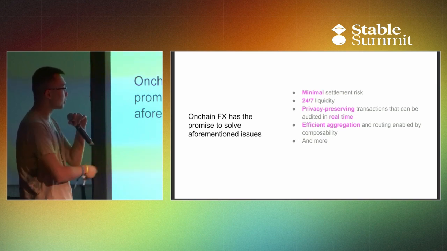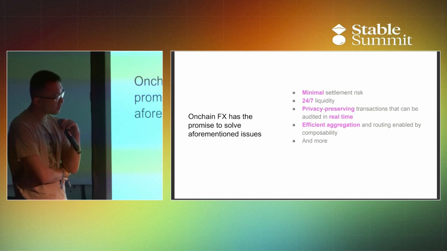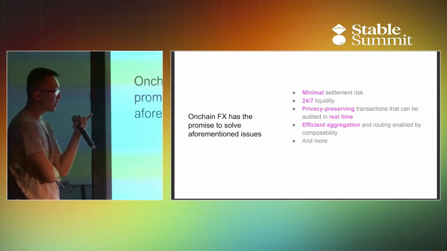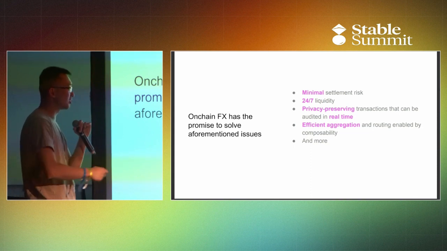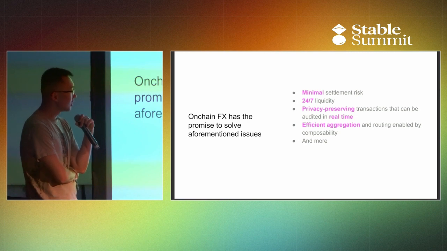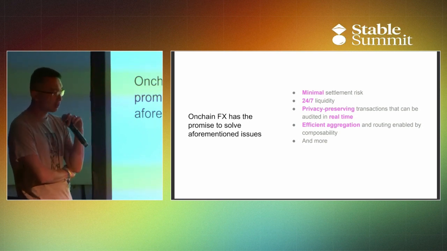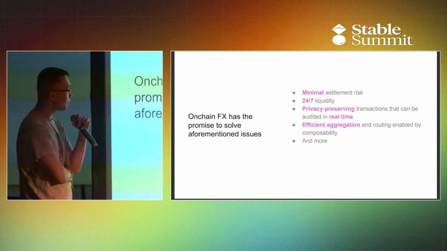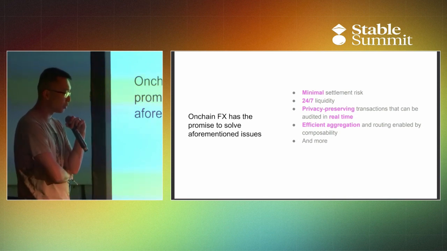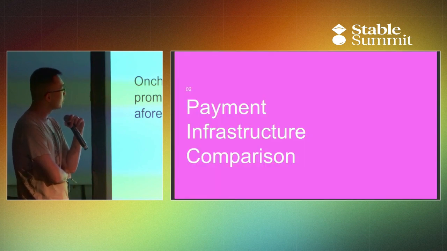So I think people can agree that there's minimal settlement risk and 24/7 liquidity. Privacy preserving is a bit of a stretch, but still, if you manage well, you only show your address. Efficient aggregation is doing quite well still. And then composability, which really addresses the liquidity fragmentation type of issue.